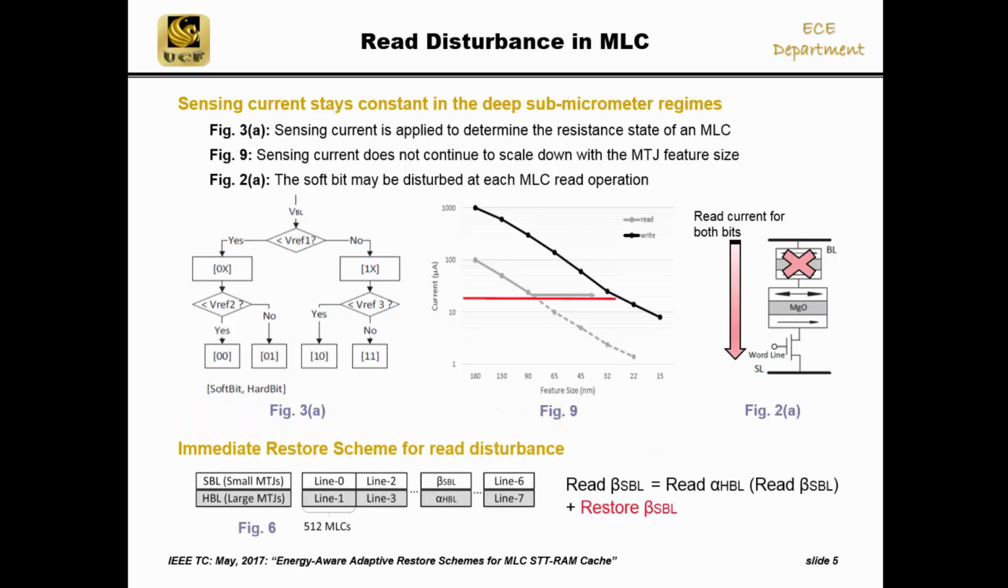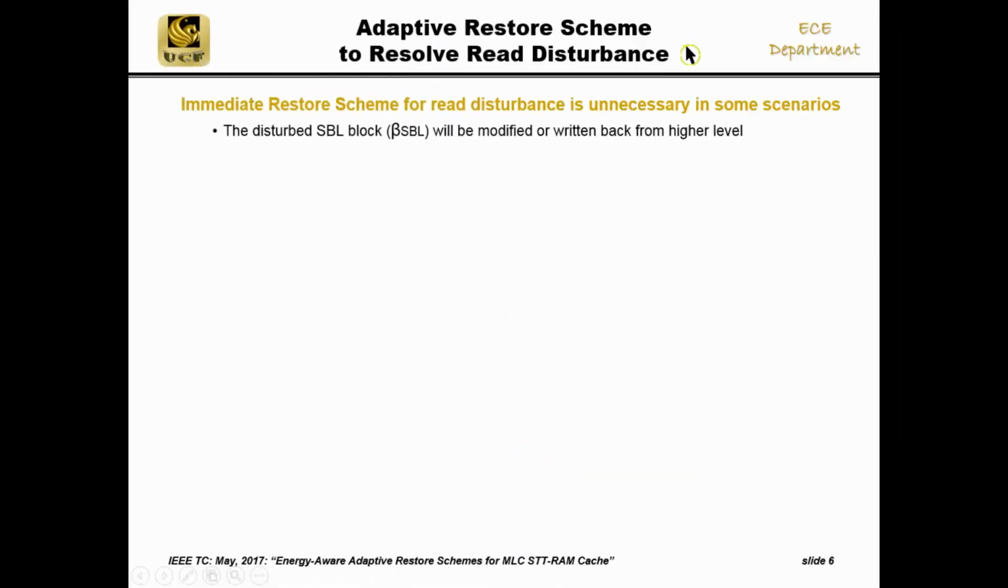Thus, under a conventional approach, an immediate restore scheme for read disturbance can be invoked, as shown in figure 6. To read the data block beta, both the block alpha of the hard bit line and beta in the soft bit line would be read out. Since this read operation may disturb beta, the block needs to be restored in the end. So that brings us to the proposed adaptive restore scheme for read disturbance.